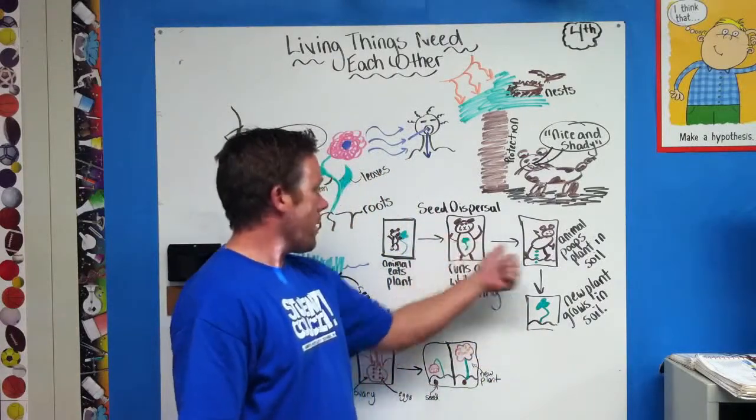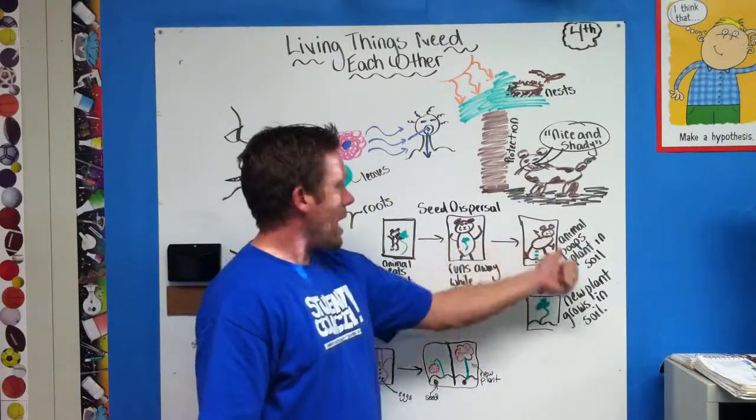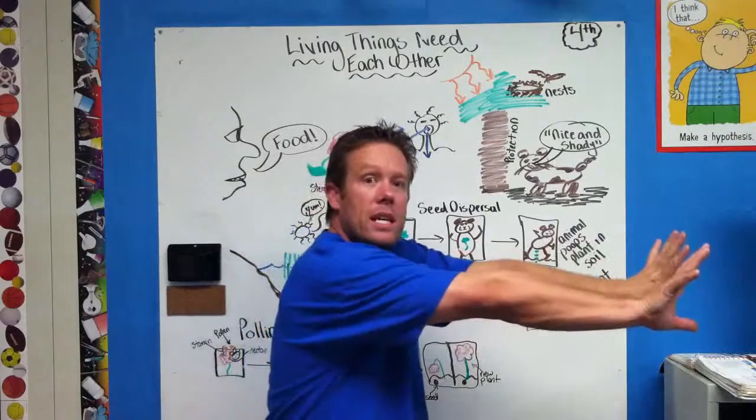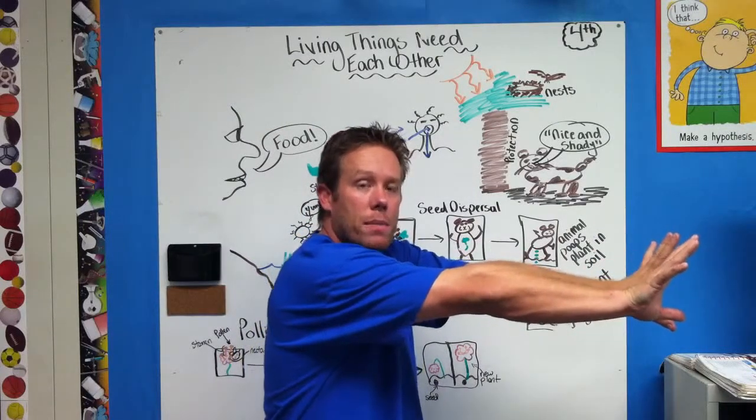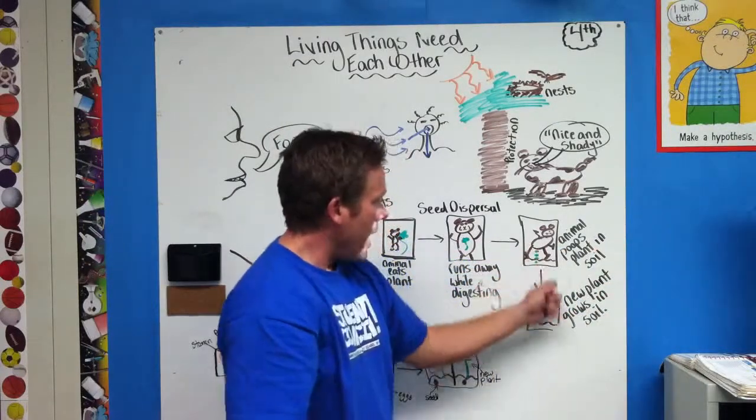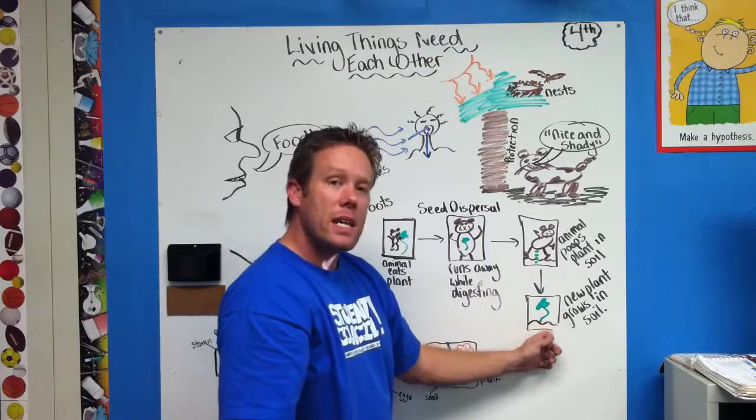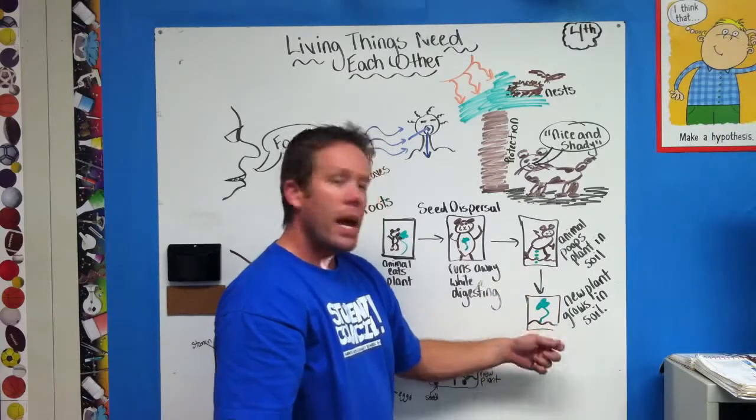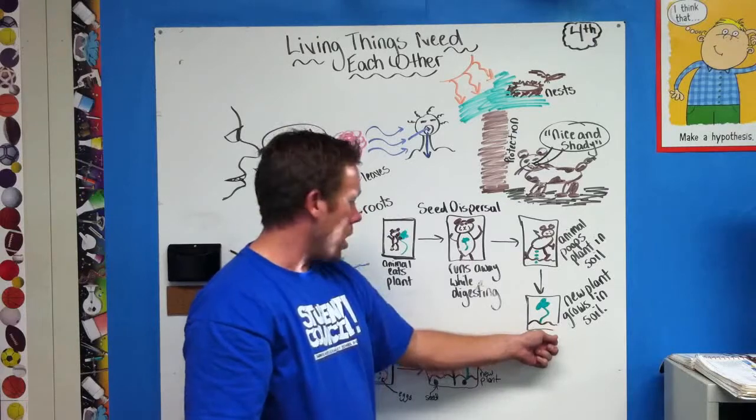So you can see here, the animal has actually moved the seeds to another location because it ran away. And once the animal poops the seeds into the soil, a new plant is going to grow.